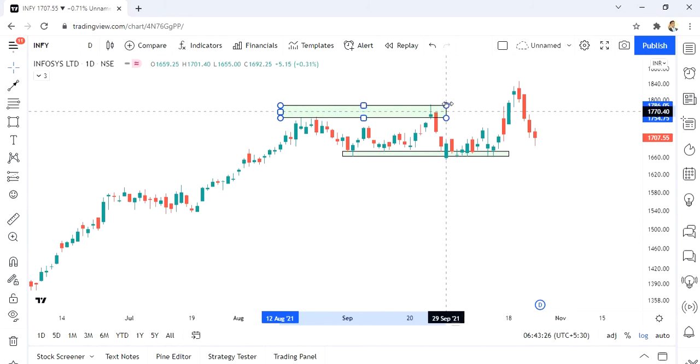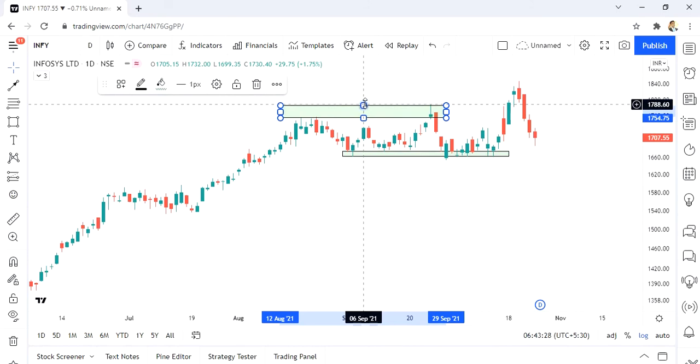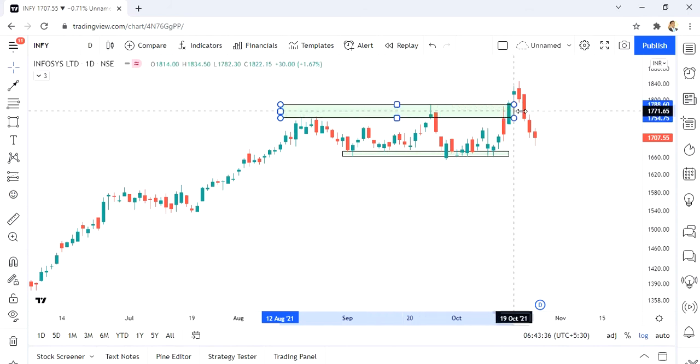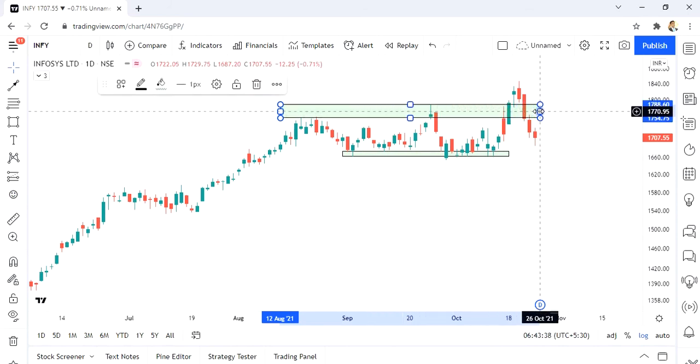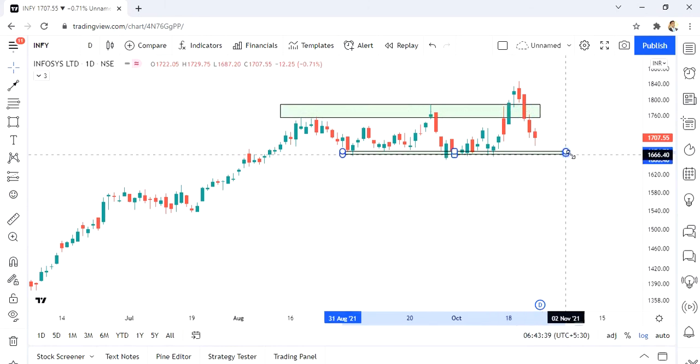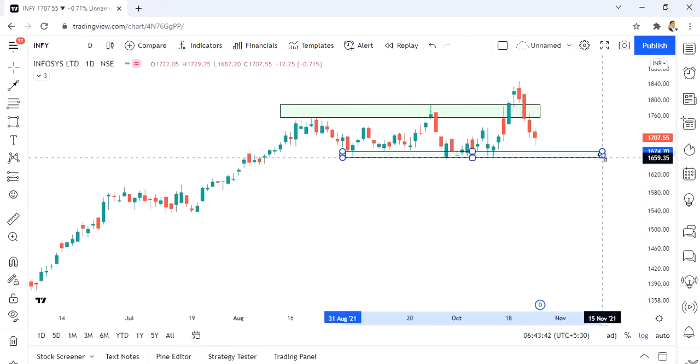So what I'll do is I'll just mark this zone a little bit higher. You don't have to draw another resistance level, so you just extend it towards the high side and drag it towards the right side. So you have your resistance zone, you have your support zone.